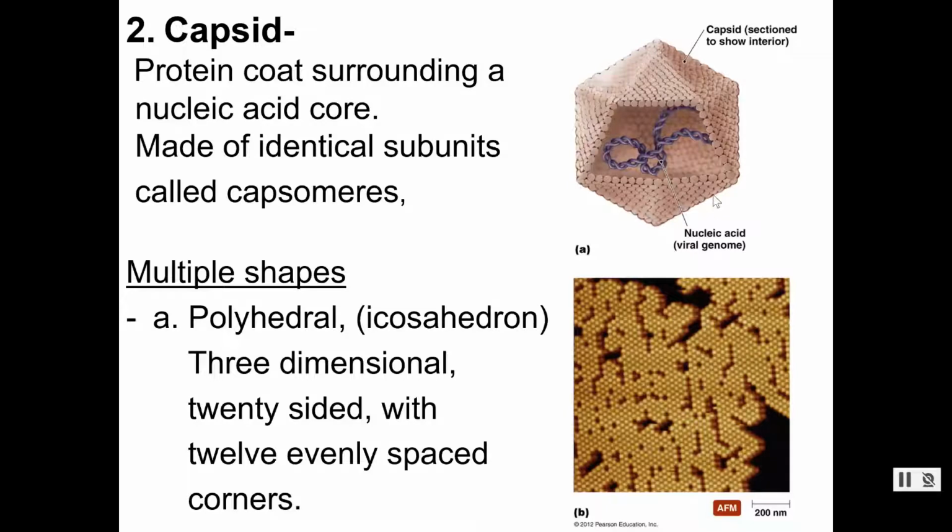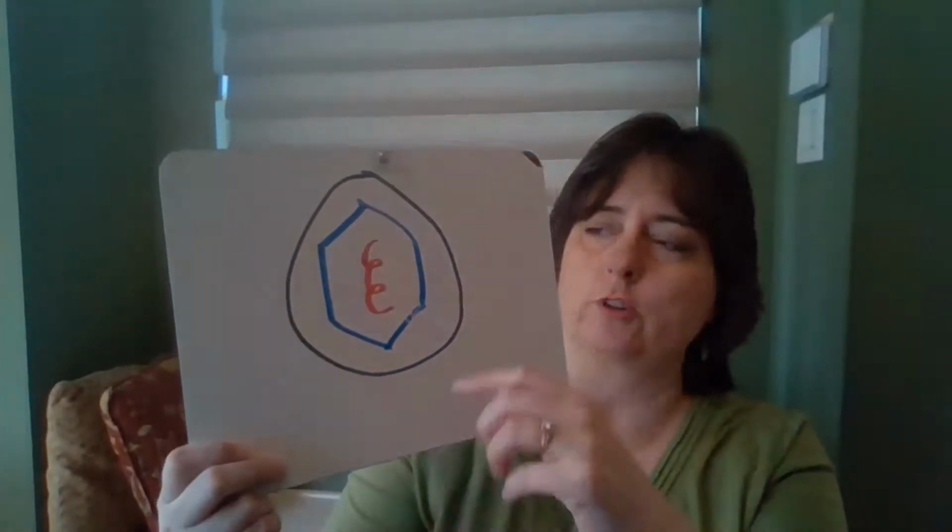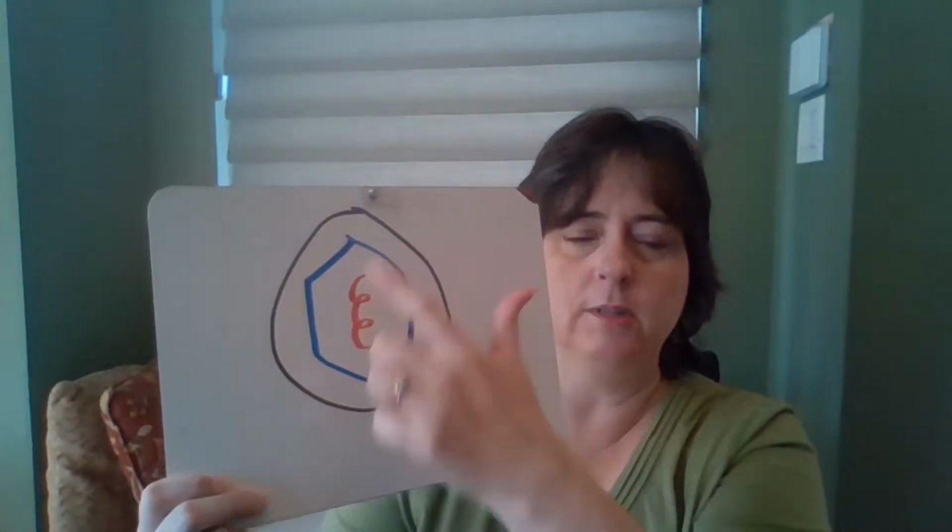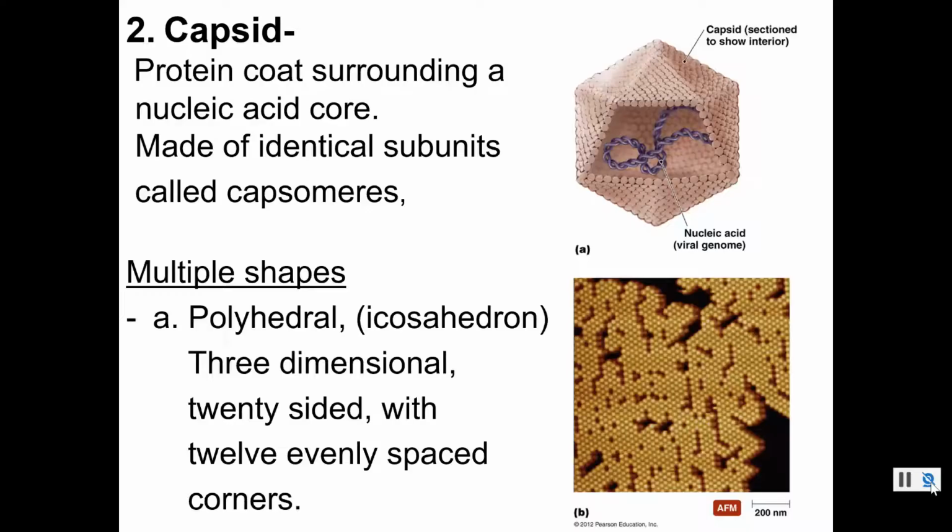Now there's a couple different shapes. Different viruses have different shapes. One is this polyhedral shape here. It's technically an icosahedron. It's three-dimensional, has 20 sides and 12 corners. So this is a polyhedral shaped capsid, and this is the one that I kind of did a two-dimensional structure with this kind of shape to it. But again, it's a polyhedral icosahedron. So that is one type of capsid that we see in viruses.